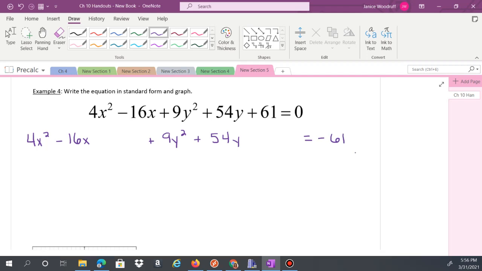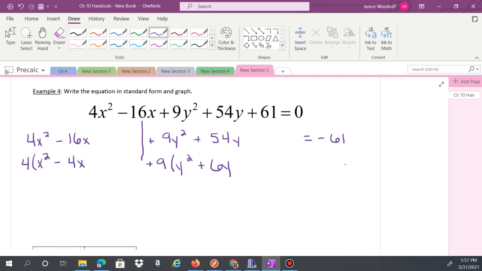Now what you want to do is in your groupings, take a GCF out. So kind of separate them like that. You can take a GCF of 4 out of here. So that would be an x squared minus 4x. And you could take a 9 out of here, which would be y squared plus 6y. We don't need to do anything to the other side yet because I didn't actually add or subtract anything to the other side.